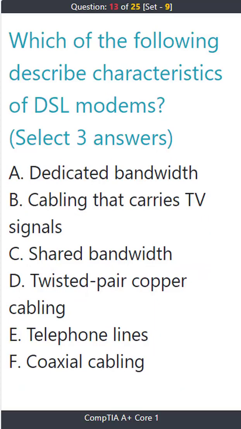Question 13. Which of the following describe characteristics of DSL modems? Select 3 answers. A. Dedicated bandwidth. B. Cabling that carries TV signals. C. Shared bandwidth. D. Twisted pair copper cabling. E. Telephone lines. F. Coaxial cabling.